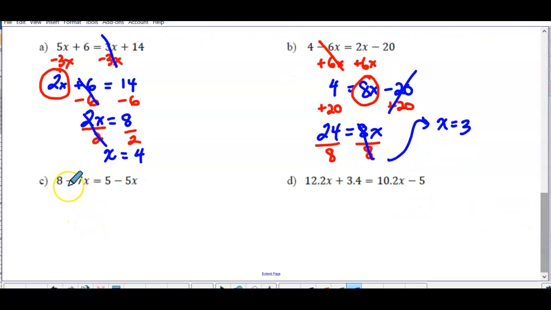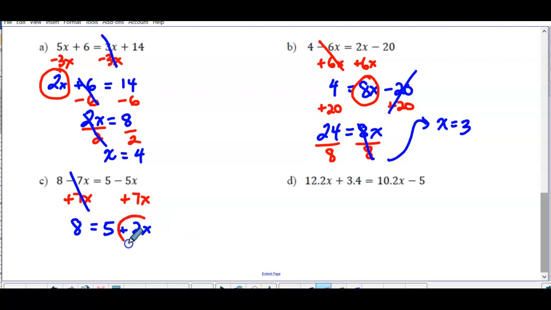Next one, what's smaller, negative 7x or negative 5x? Negative 7x is. So I'm going to add 7x to both sides. So that goes to 0. So I'm left with 8 equals 5. Negative 5x plus 7x is 2x.